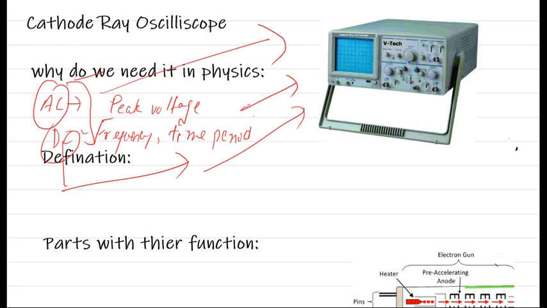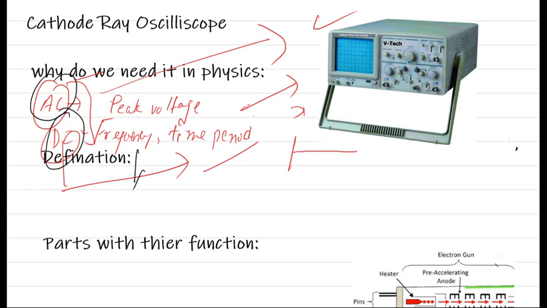At the same time, it will come to your mind that we also use a voltmeter. We can use a voltmeter just for the measurement of the EMF, the voltage. But the range of the voltmeter is very small as compared to the CRO. And the second important thing is that here we study with a graphical presentation, whether we are going to analyze the AC current or we are going to work on the DC current.